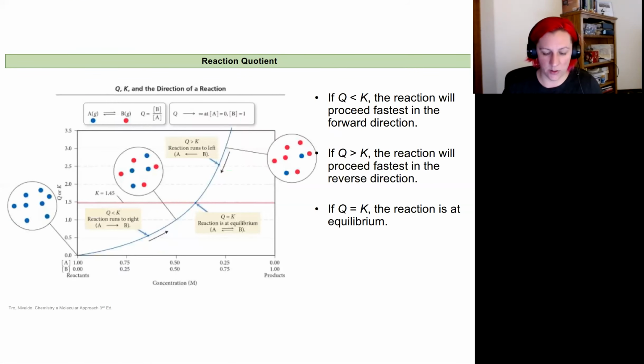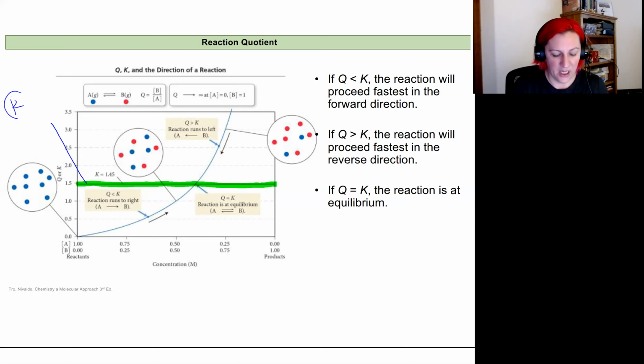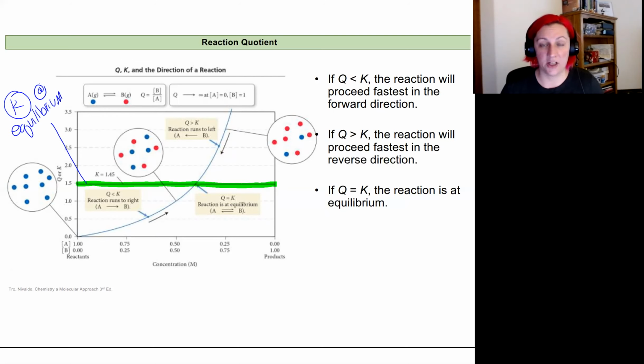I like looking at these with a graph. This one I really think is helpful. So on this graph, this red line right here is representing the equilibrium constant. So this is K, which means we're at equilibrium. So if we calculate the ratio of products to reactants, we'll be calculating the reaction quotient if we're not at exactly that point. And so we're looking at just kind of a basic A for reactants, B for products right now. And we're told that our equilibrium constant is 1.45.